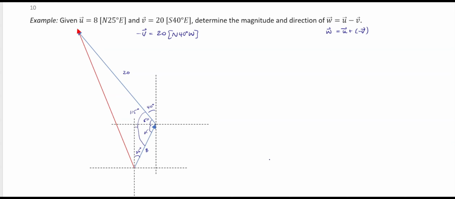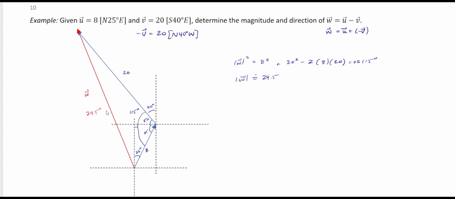Okay, so I'm going to use all of this information here to find W. And so the magnitude of W squared is going to be 8 squared plus 20 squared minus 2(8)(20)cos 115. So then the magnitude of W is approximately equal to 24.5. Okay, so this is 24.5.